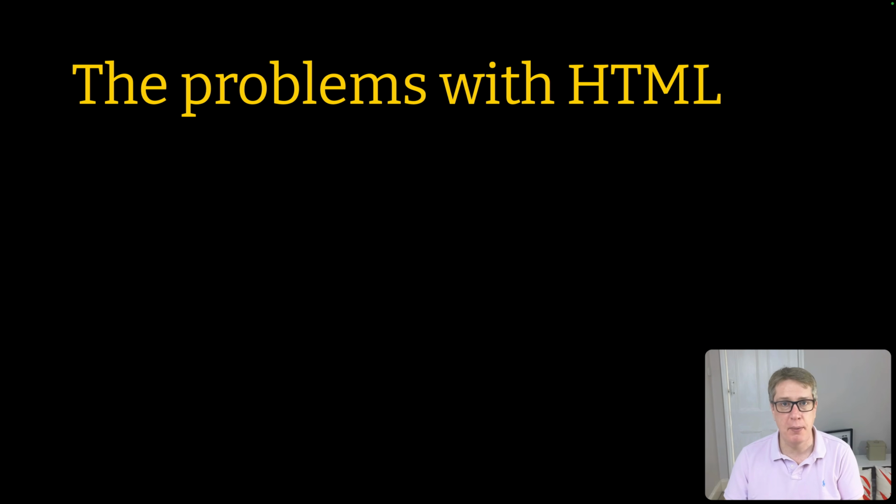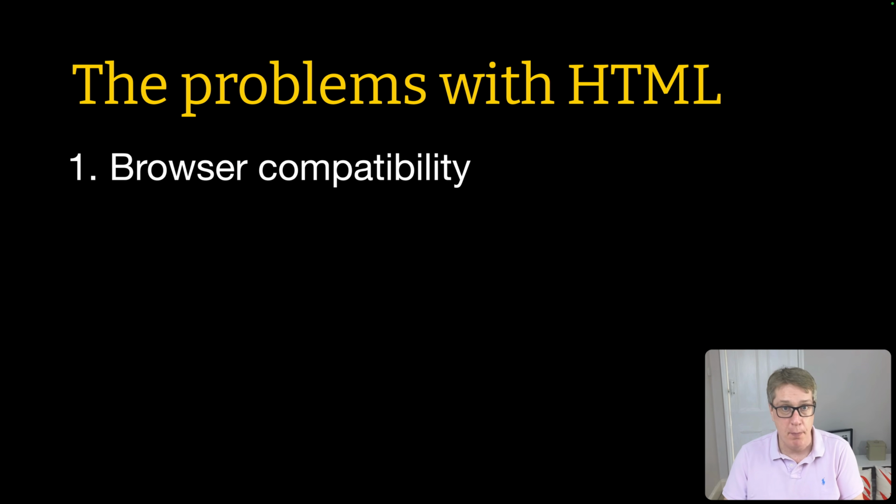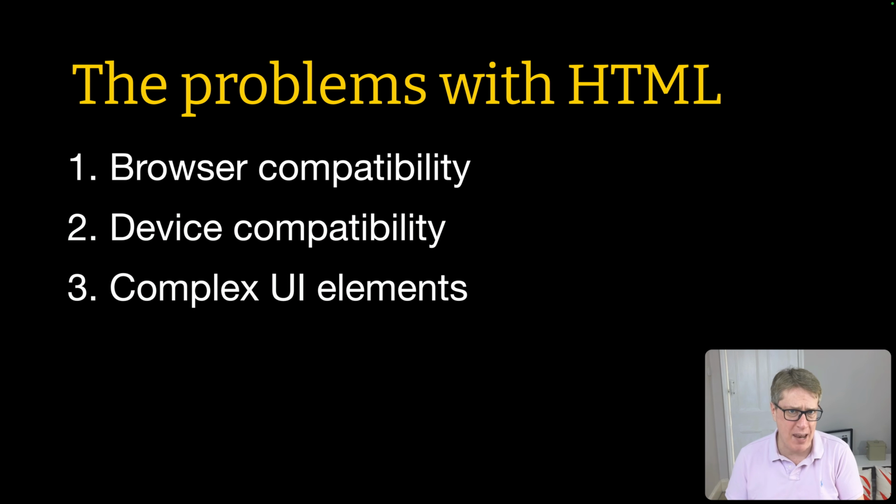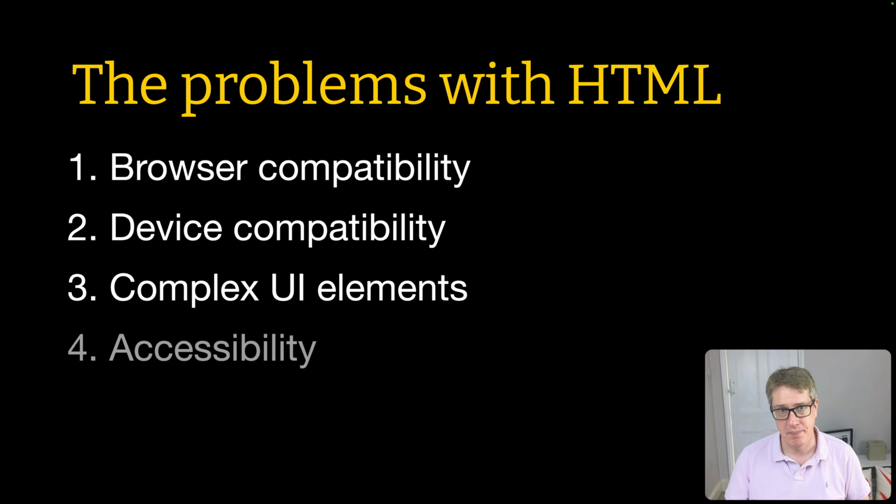But even if you were to write perfect HTML, there are other bigger problems. For example, we have browser compatibility. How can you make sure your pages look the same on all browsers that are out there? Or we have device compatibility. How can you make your page adapt to different screen sizes like iPhone and iPad? Then we have complex UI elements. How can you use more advanced things like drop-down menus or carousels or accordions? And most importantly, how can you be sure your site is accessible to everyone?